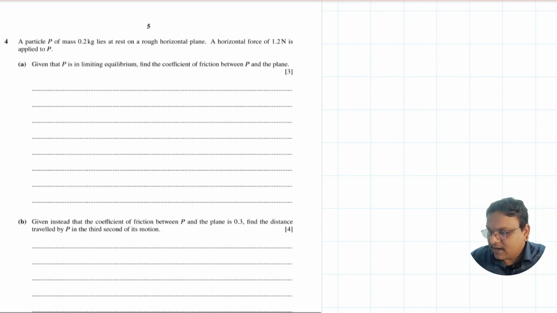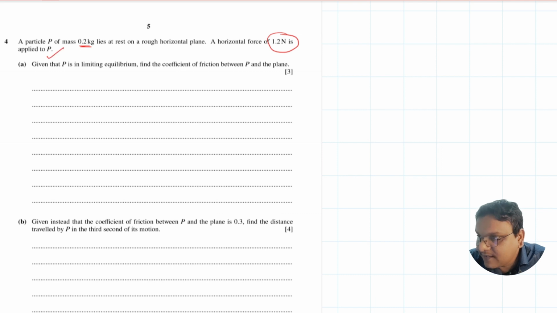So now moving to the next question, right? The next question says that a particle P of mass 0.2 kg lies at rest on a rough horizontal plane, and a horizontal force of 1.2 Newton is applied to P. Given that P is in limiting equilibrium, find the coefficient of friction between P and the plane.